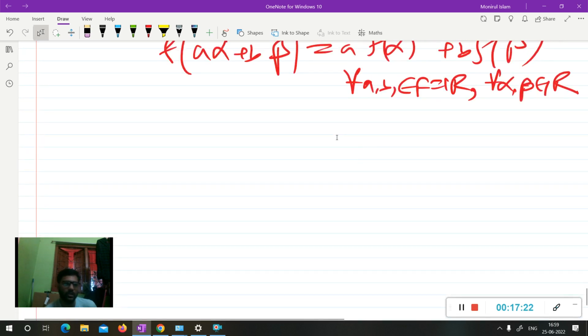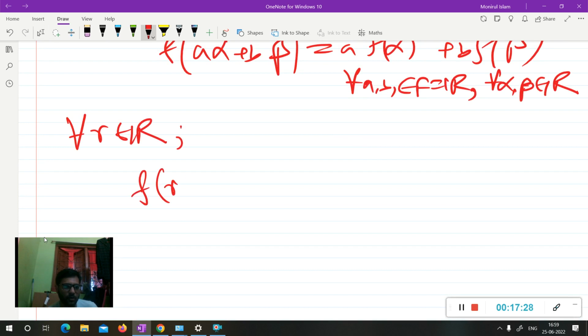So if f is a linear transform, then for all r belonging to R, you can write f of r as f of r into 1. This is always possible. I am writing r in place of r into 1. It is possible. It is a homomorphism.